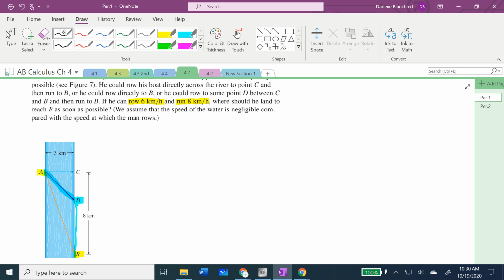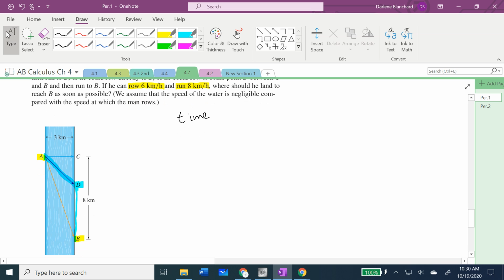Anytime you have an optimization word problem, you're trying to figure out, what am I optimizing? In this situation, you're optimizing time. You're optimizing the sum of 2 times. It's going to take you a certain amount of time to go from point A to point D, and that's going to be based on rowing. Then it's going to take you a certain amount of time to go from point D to point B while you are running.